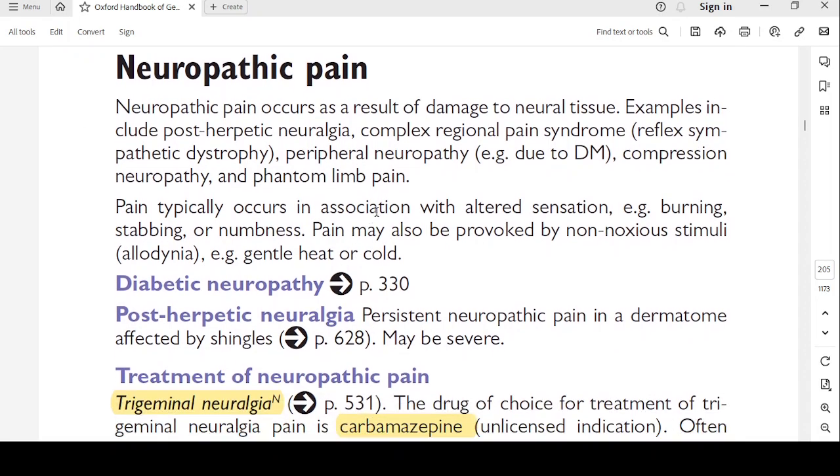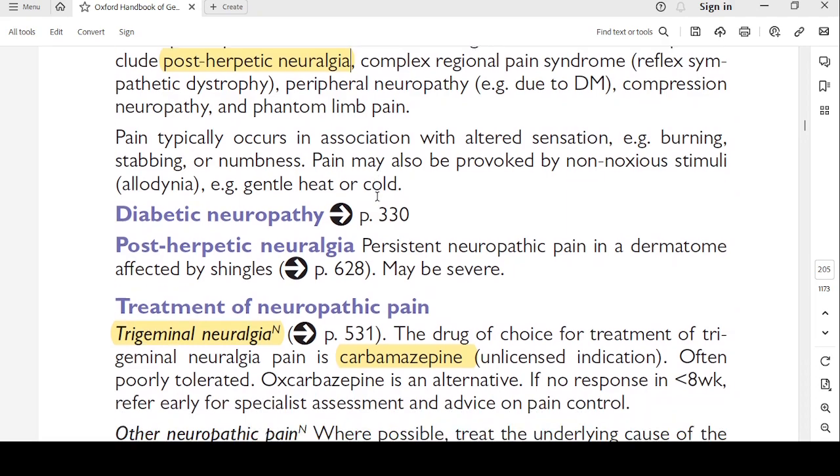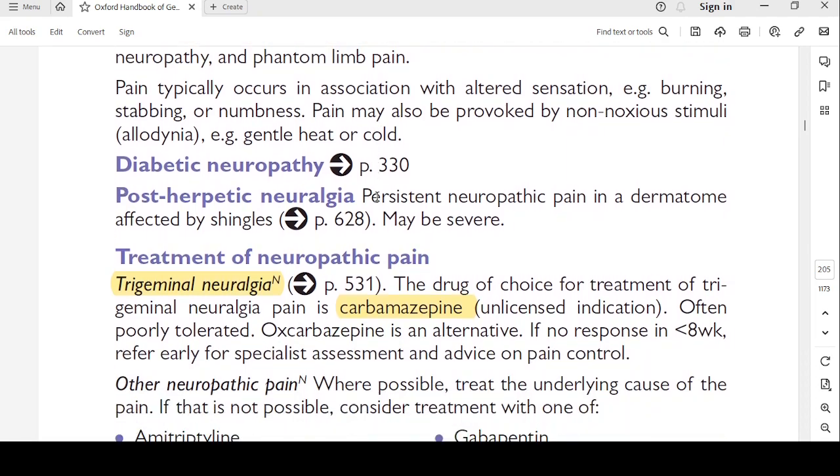Neuropathic pain. Neuropathic pain occurs as a result of damage to neural tissue. Examples include post-herpetic neuralgia, complex regional pain syndrome, reflex sympathetic dystrophy, peripheral neuropathy, for example due to diabetes, compression neuropathy, and phantom limb pain. Pain typically occurs in association with altered sensation like burning, stabbing, numbness. Pain may also be provoked by non-noxious stimuli, allodynia, for example gentle heat or cold.